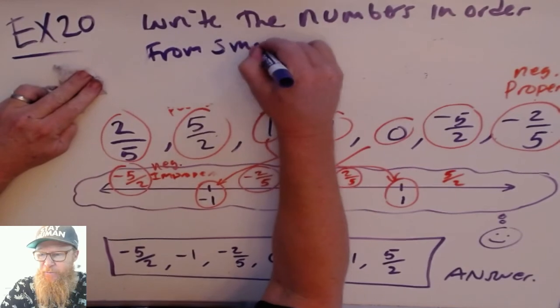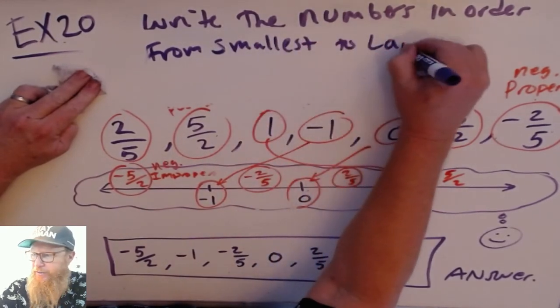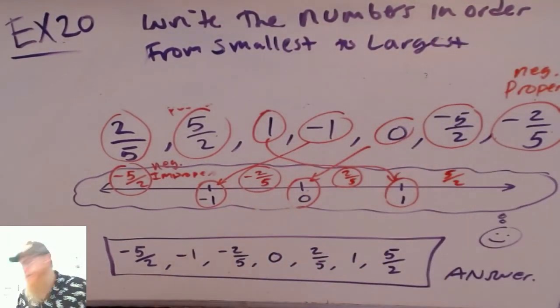You could also say from smallest to largest. Lots of different ways to say it.